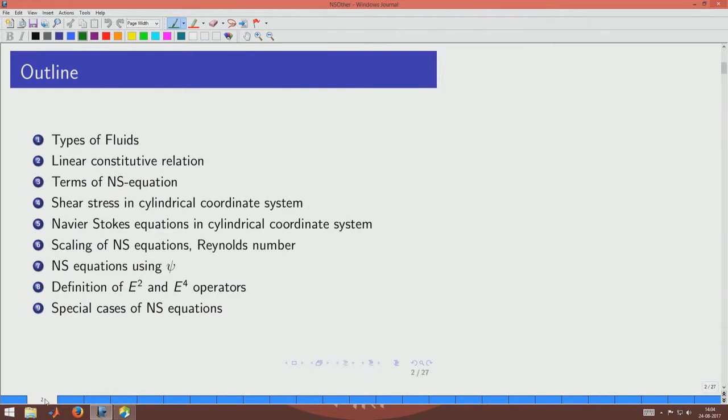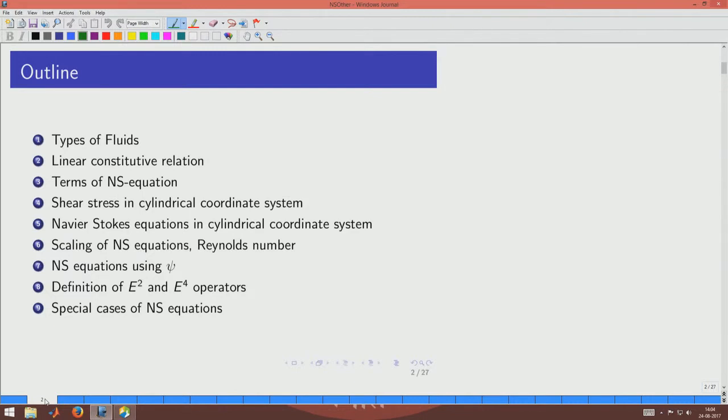We will also see how the shear stress will be expressed in other coordinate systems and how the Navier Stokes equation also will appear in other coordinate systems. We will draw attention to some terms that are coming in because of the nature of the coordinate system being cylindrical or spherical, very different from the rectangular.